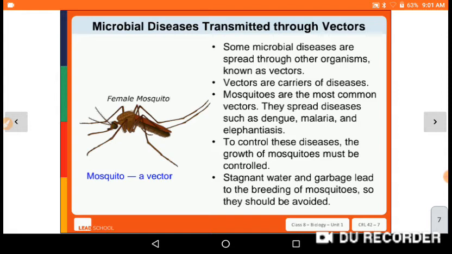Some microbial diseases are spread through other organisms known as vectors. Vectors are the carriers of diseases. Mosquitoes are the most common vectors. They spread diseases such as dengue, malaria and elephantiasis. And to control these diseases, the growth of mosquitoes must be controlled. Stagnant water and garbage lead to the breeding of mosquitoes, so they should be avoided.